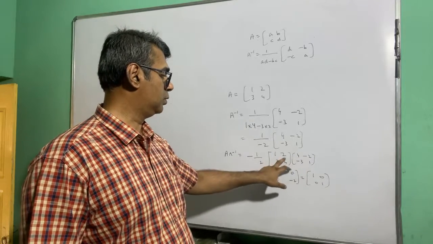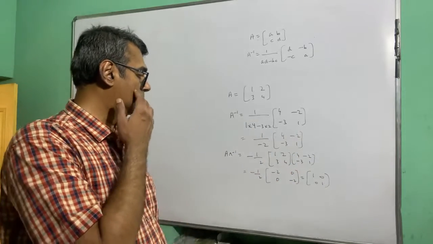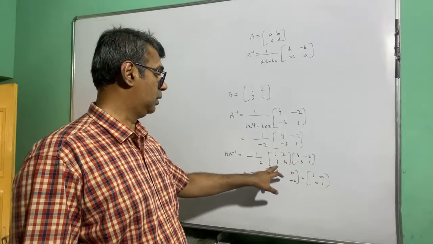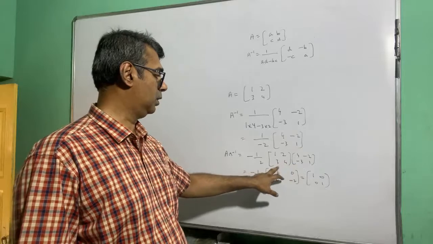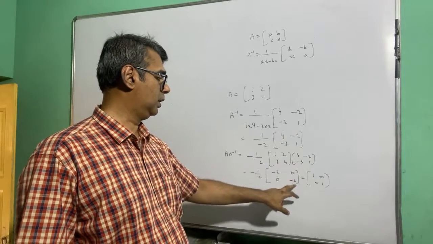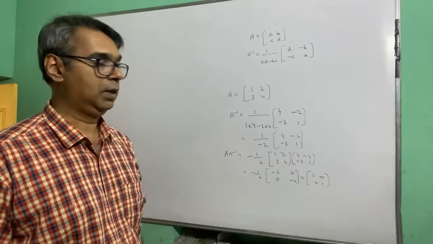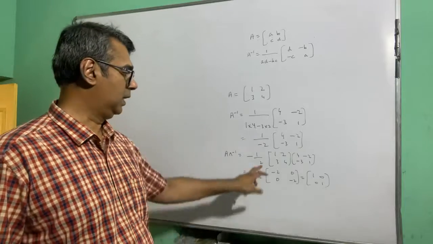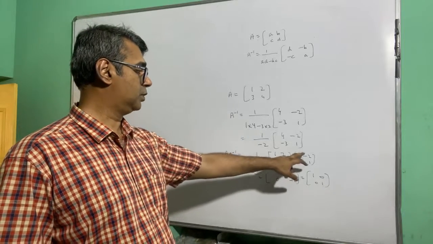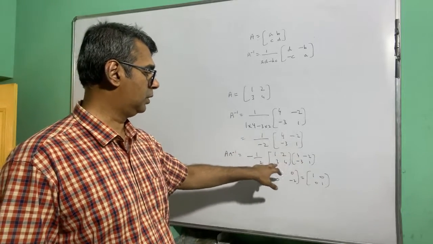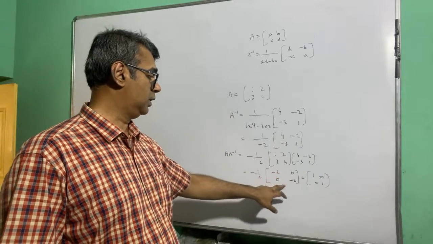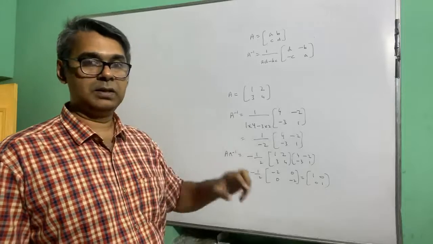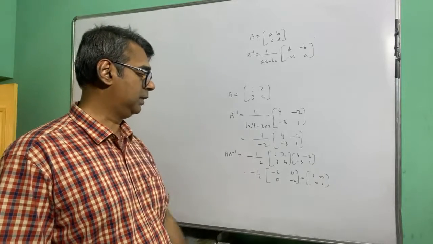Then you have to multiply this row with this column. So 1 into -2 plus 2 into 1, so that is 0. Then you multiply this row with this column. So 3 into 4 plus 4 into minus 3 is 0. Then you multiply this row with this column. So 3 into -2 plus 4 into 1, so -2. So you have to multiply row with column, like first row first column, first row second column, second row first column, second row second column. After that, whatever you get, -2, 0, 0, -2, there is a minus half in front.